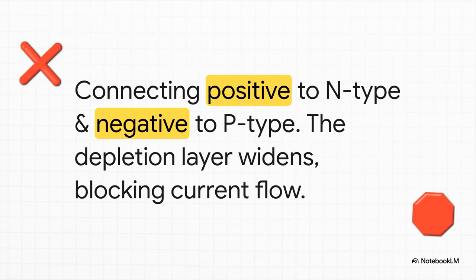And you can probably guess what happens if we flip the battery around. Now we're connecting positive to the N side and negative to the P side. This yanks the electrons and holes away from the junction. That barrier gets wider and wider, the turnstile slams shut, and pretty much no current can get through. Just like that, we've created a perfect one-way street for electricity. And this little device is called a diode.